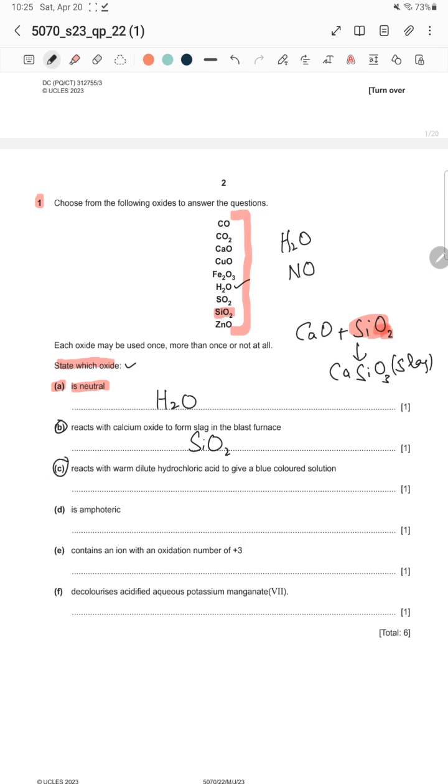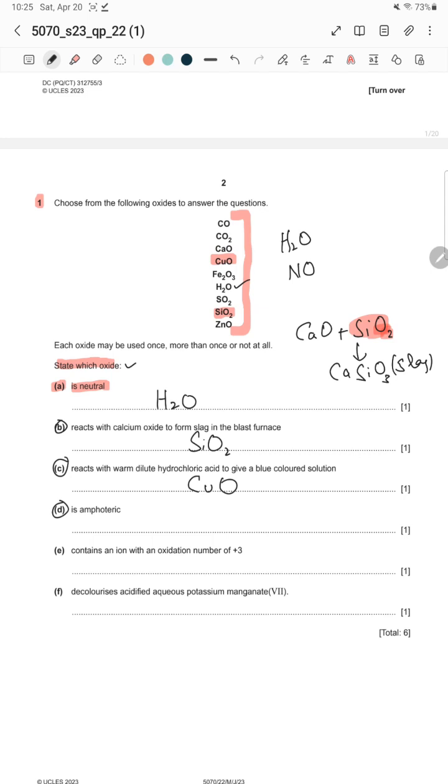Part C is: which oxide reacts with warm dilute hydrochloric acid to give a blue colored solution. So we know copper gives a blue colored solution. So we have to look for copper in the list. Here we have copper oxide, CuO. So copper oxide will give a blue colored solution once it reacts with dilute hydrochloric acid.